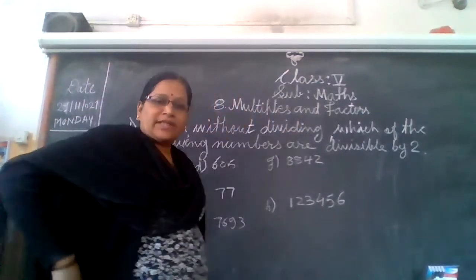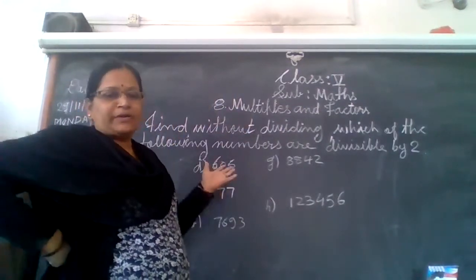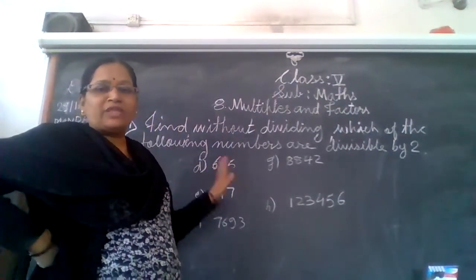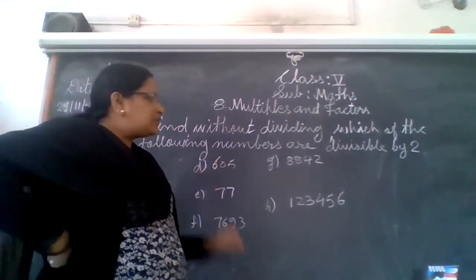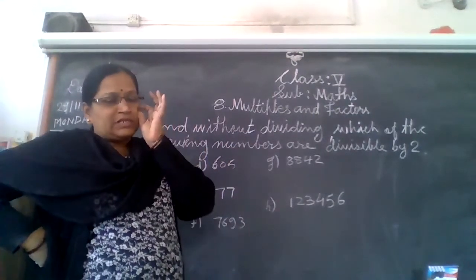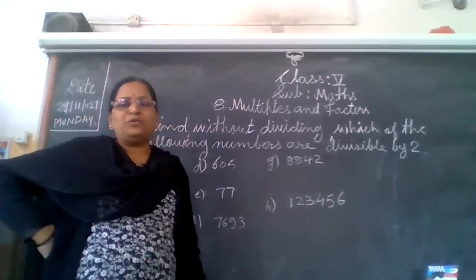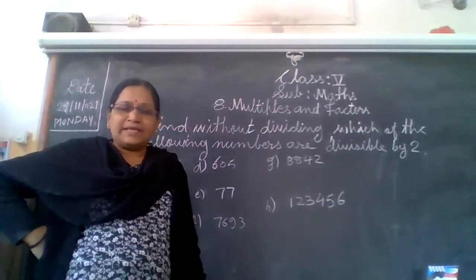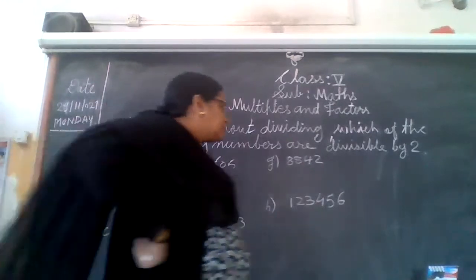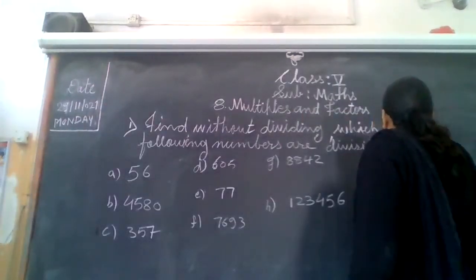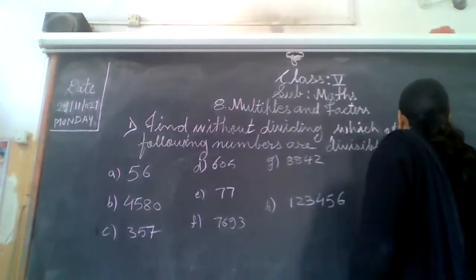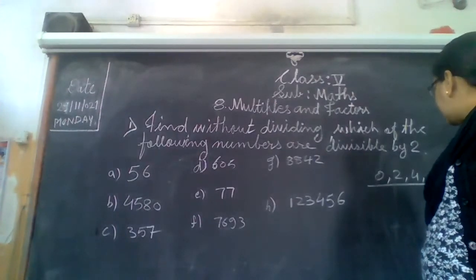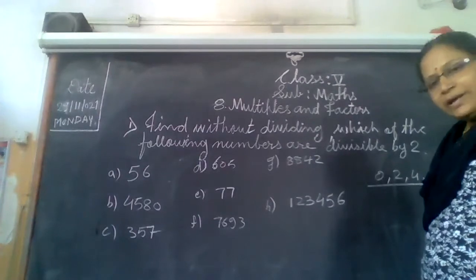Okay. So see children, without dividing means if you divide a number by 2 and you get 0 as remainder, then the number is divisible by 2. But here, without dividing, you have to find out which numbers are divisible by 2 or not. The criteria for the divisibility test of 2 that I taught you is, if the unit place has 0, 2, 4, 6 or 8, then that number is completely divisible by 2.